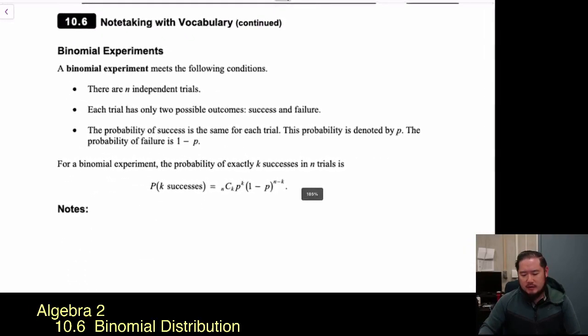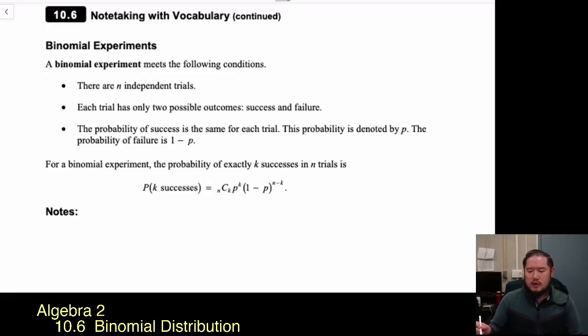Next up, let's take a look at our binomial experiment. What is a binomial experiment? It has 3 of the following conditions. These conditions are all important. You have to have all of them. The first one is that there are n independent trials. You're going to have particular trials, whether rolling a die 6 times or flipping a coin 10 times. Those would be independent trials. One doesn't have any bearing on the next.